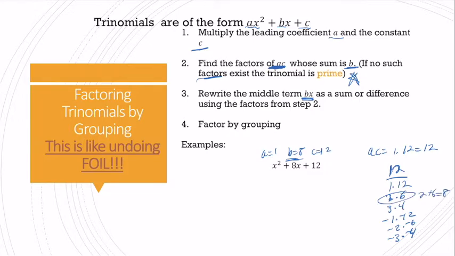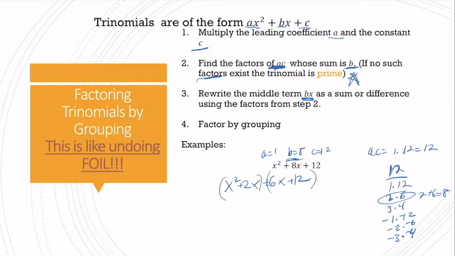What I'm doing is I'm using these factors to pull apart my middle term in a way that will make this trinomial factor. So I've got x squared plus 2x plus 6x plus 12. And it doesn't matter if I wrote 6x first or 2x first. Remember, multiplication is commutative, so we could switch it around. It's also associative. All right, now I'm going to factor by grouping.